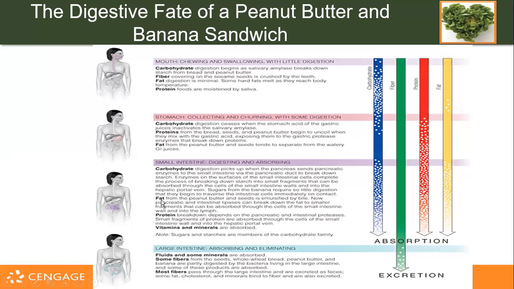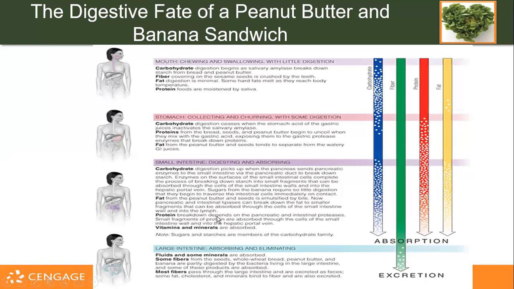And beyond that, we have our fat from the peanut butter and the seeds, which get emulsified by our bile. Now our pancreatic and intestinal lipases can begin to break those down into smaller fragments, and those fragments get absorbed by the cells of the small intestine into the lymph, not into our bloodstream directly, unless it's a certain type of fat. MCTs are one of those types of fats. That's something we'll touch on later.